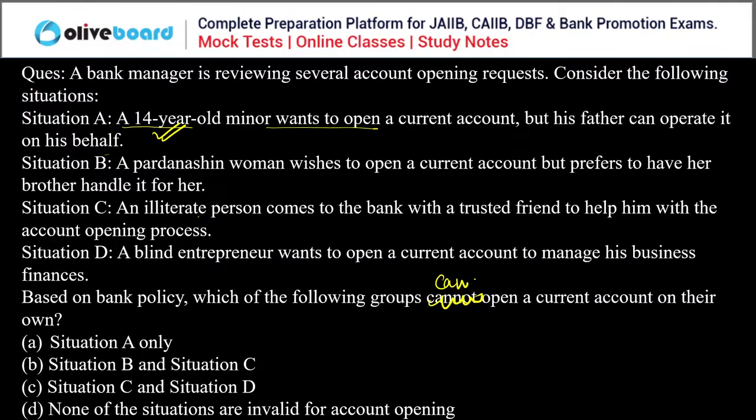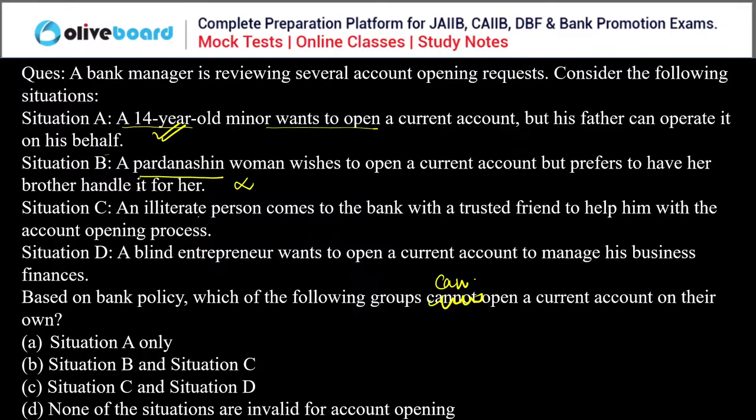Whereas a complete parda nashin woman cannot open a current account. Now, what is a complete parda nashin woman? If you are seeing me, I am in hijab, but I am not a complete parda nashin woman because my face and my hands are visible to all of you. So I am half parda nashin. A complete parda nashin woman means everything is in veil, and only the eyes are visible. That woman is not allowed to open a current account.